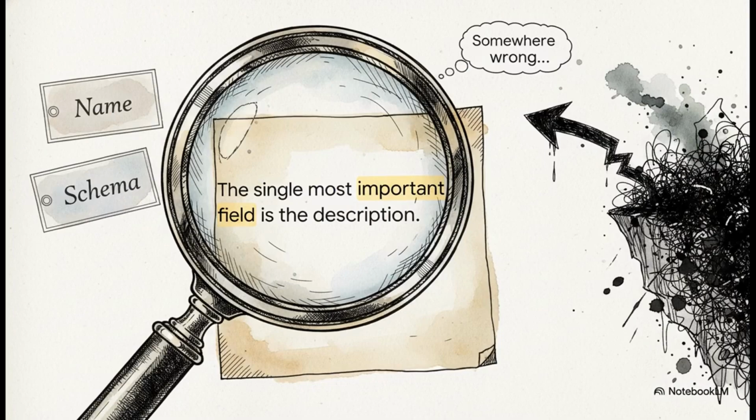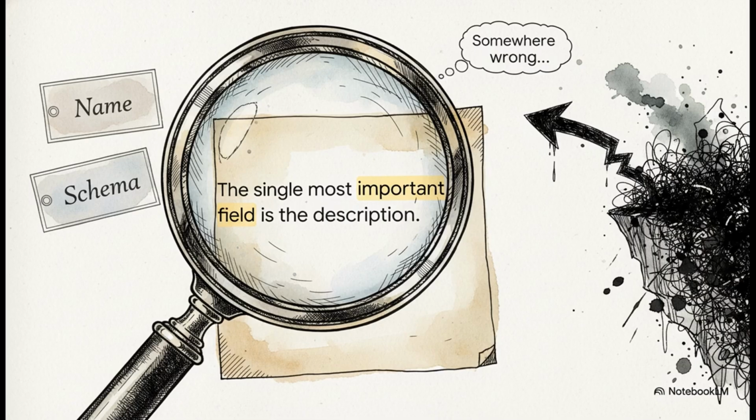So if the loop is that straightforward, what exactly makes it fail? The answer is the description. Honestly, it is the single most important field in any tool definition. It's not the name, it's not the schema, it's the description. Why? Because that is how the model decides whether to call the tool at all. A bad description is going to send the model somewhere wrong pretty much every single time.